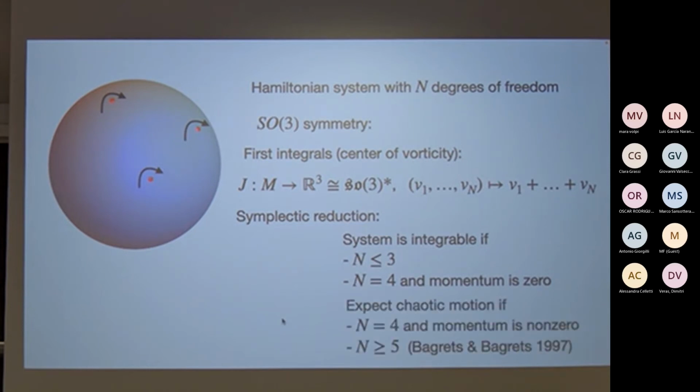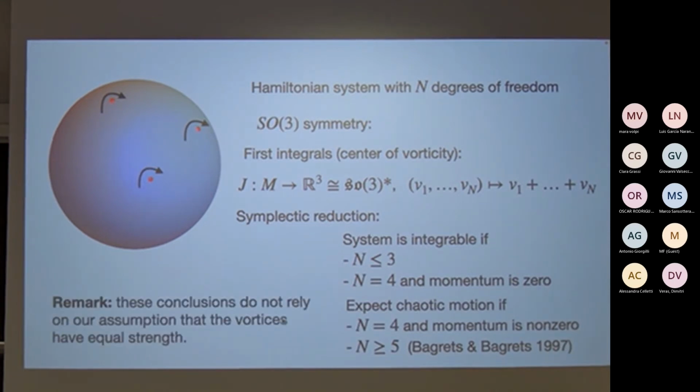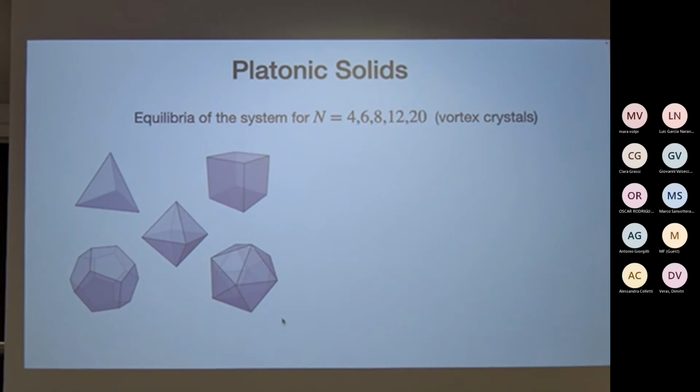So when n is equal to 4 or n is greater than 5, you should expect periodic motion, and all of these conclusions are independent of the fact that the vortices are equal. So even for different vortices, you expect this difference. So some similarities with the n-body problem, and here just the threshold of integrability to non-integrability is at 4, not at 3. Okay, so what is the problem now?